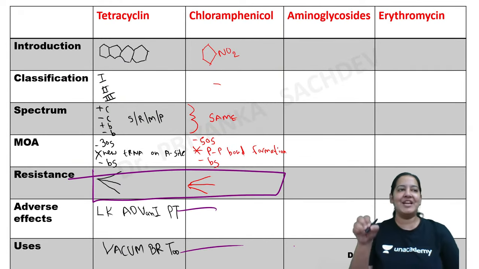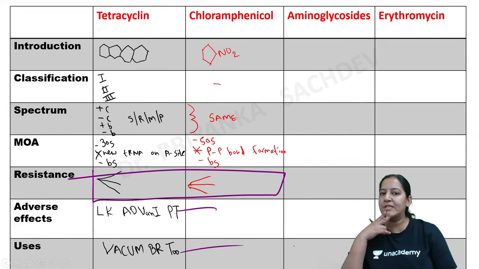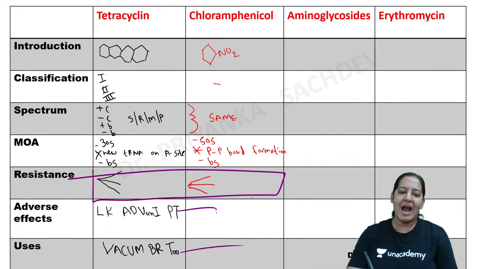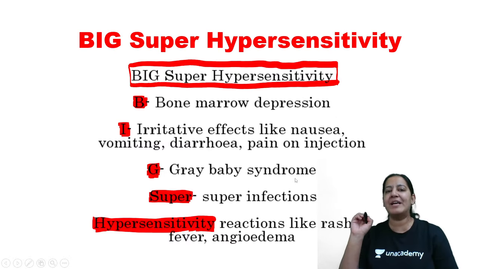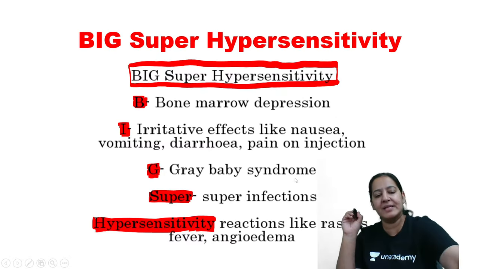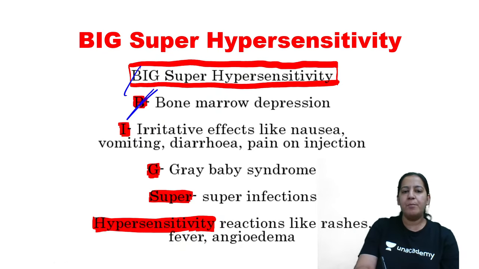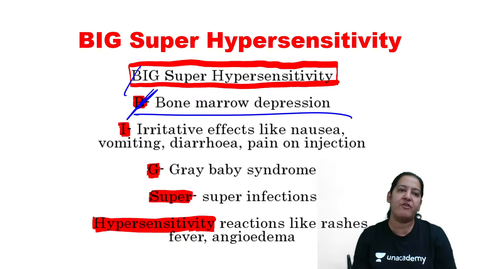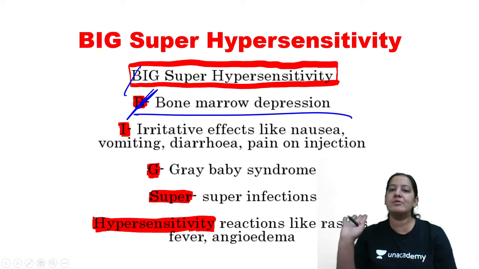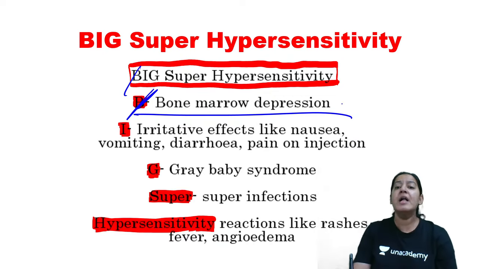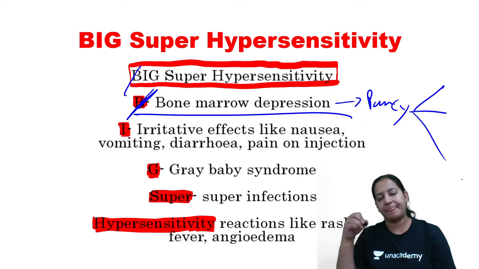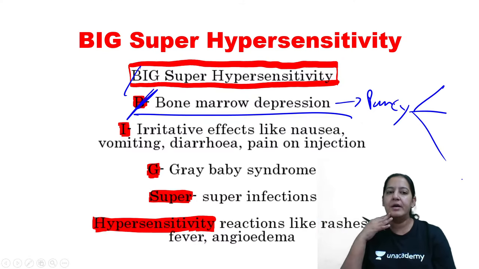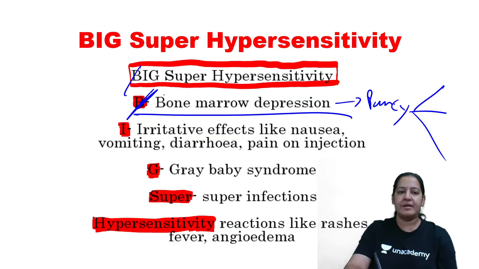Coming to adverse effects and uses. Again, it's time to study two more mnemonics. Shall I come to the adverse effects of chloramphenicol? I have a mnemonic for you. The mnemonic is Big Super Hyper. B stands for bone marrow depression. That is the biggest side effect for which it is banned. First of all, you have to say bone marrow depression, bone marrow failure, because of which patients have pancytopenia, that is anemia, thrombocytopenia, and infections, that is leukopenia. So bone marrow depression is the first side effect.